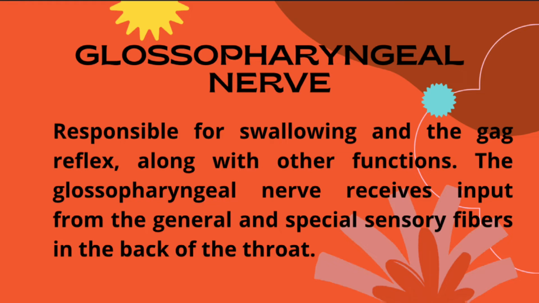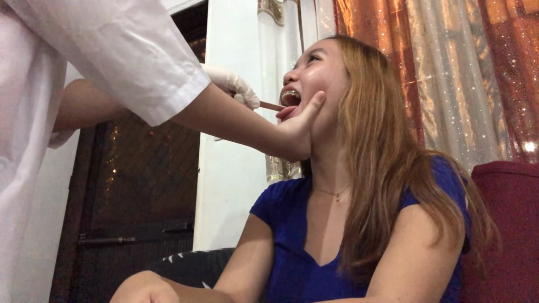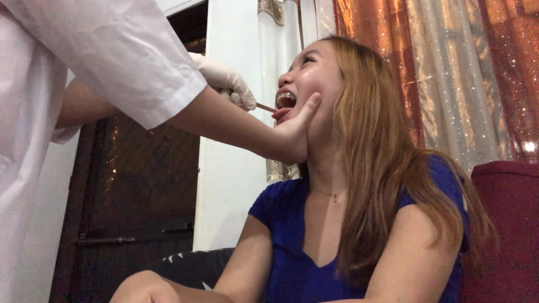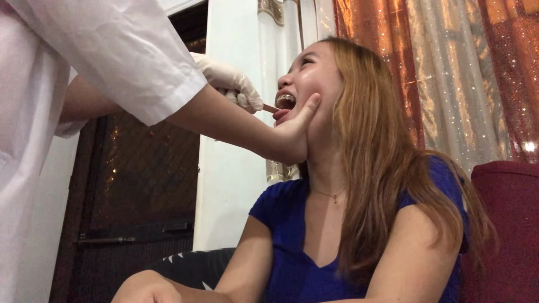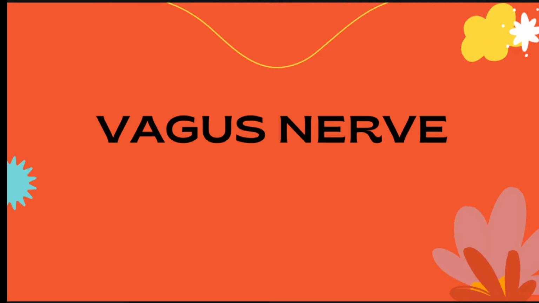The next cranial nerve is the glossopharyngeal nerve. It is responsible for swallowing and the gag reflex, along with other functions. The glossopharyngeal nerve receives input from the general and special sensory fibers in the back of the throat. This can be tested with the gag reflex touching the pharynx with a tongue depressor or by touching the arches of the pharynx. The cranial nerve 10, which is vagus nerve, is intact because she's able to talk to me normally and she's able to swallow.